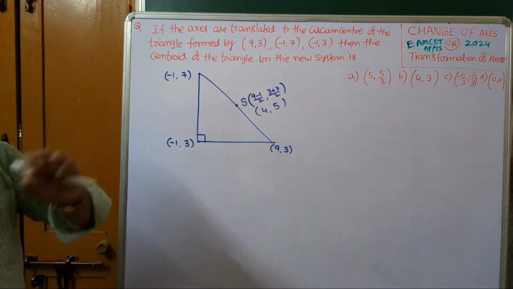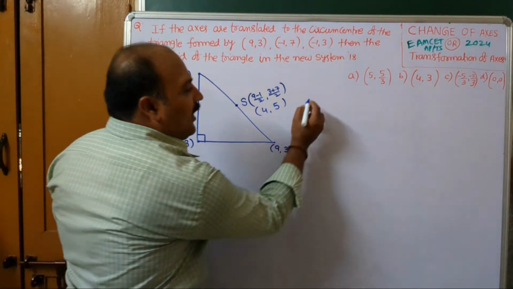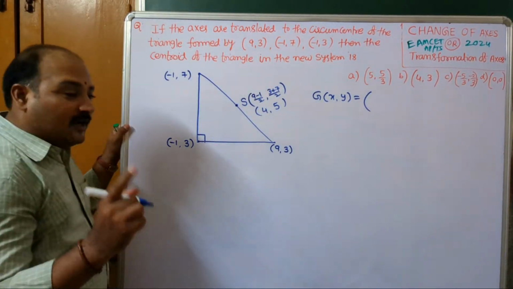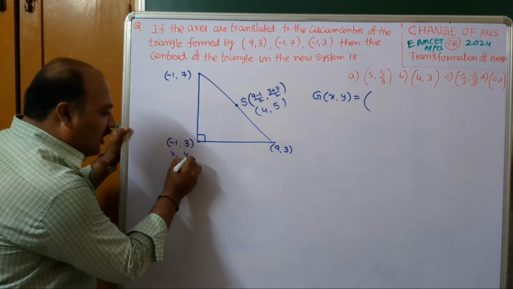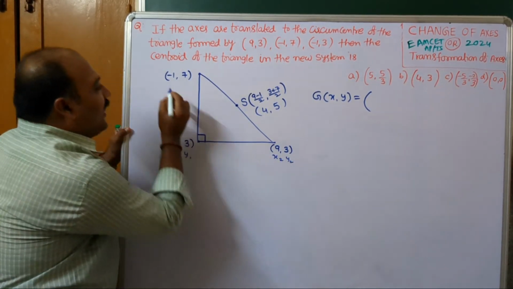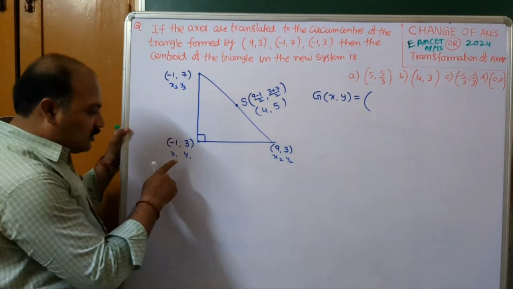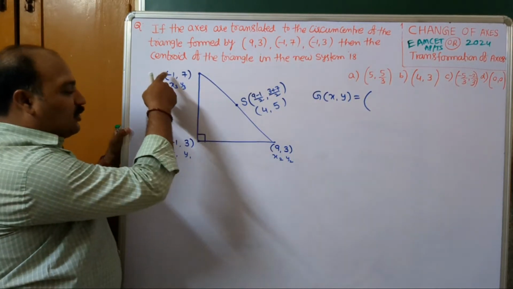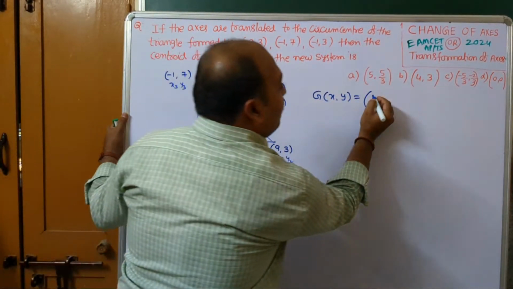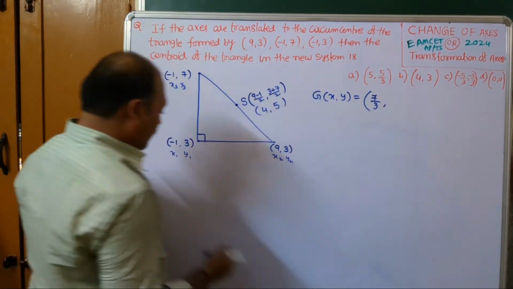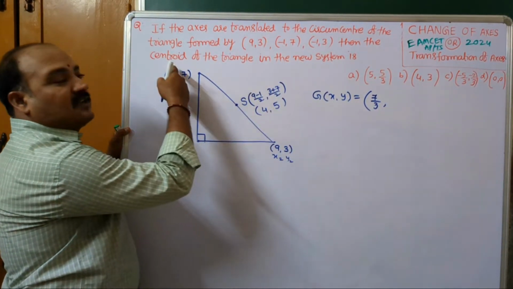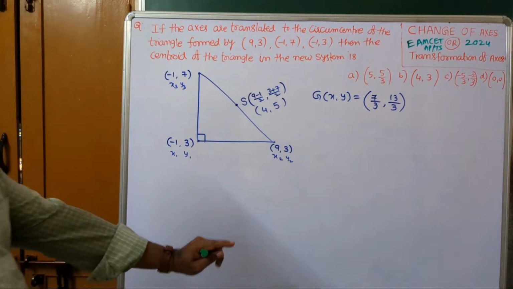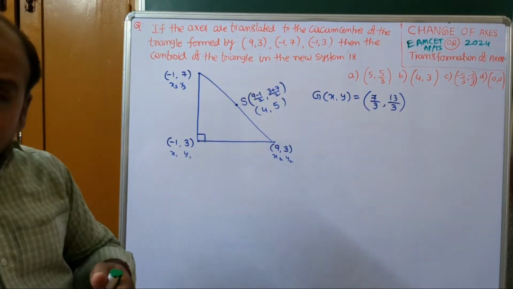After that, they are also asking to find the centroid. Centroid G of x comma y is equal to the sum of the x coordinates, with points x1 y1, x2 y2, x3 y3: x1 plus x2 plus x3 by 3. Minus 1 plus 9 minus 1, so minus 2 plus 9, 7 by 3. 3 plus 3, 6, 6 plus 7, 13, 13 by 3. Am I right? After getting this centroid and circumcenter, now come to the question again.